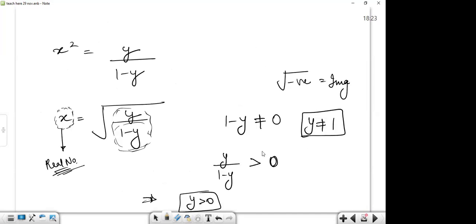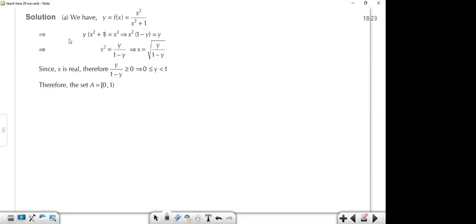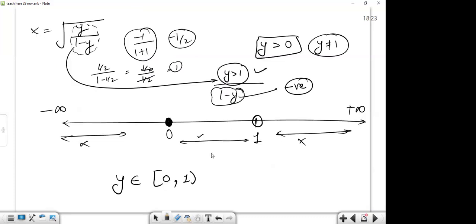Yes, sir. So this is our range. Range is codomain, as this is an onto function, a surjective function. So it is what we have to find. The answer should be A. Yes, it is. See how they have solved. They have considered y equal to this, then x. And now this particular term can be 0, should be more than 0, so it should be positive. For finding this, it is directly written here without explanation.